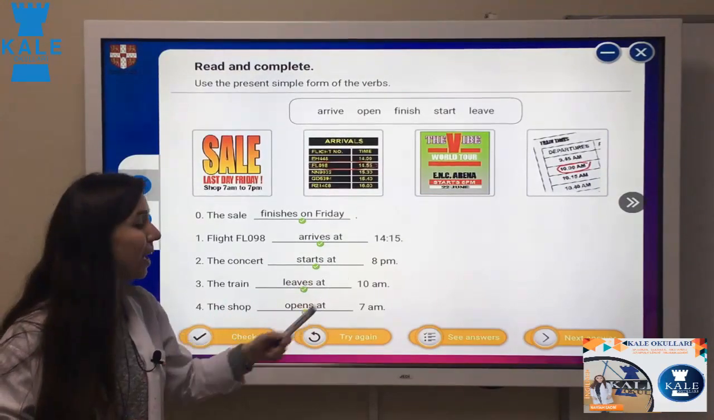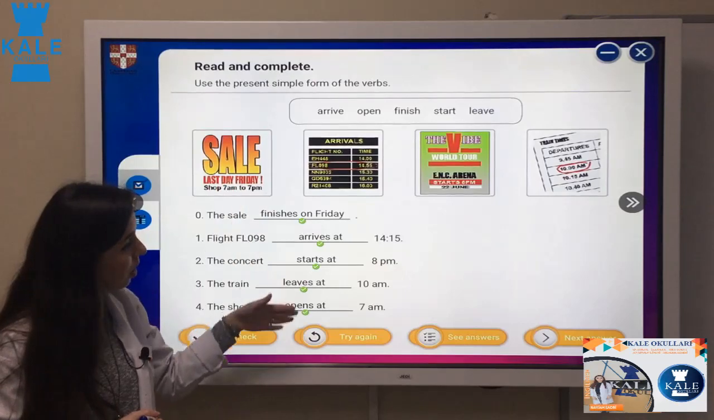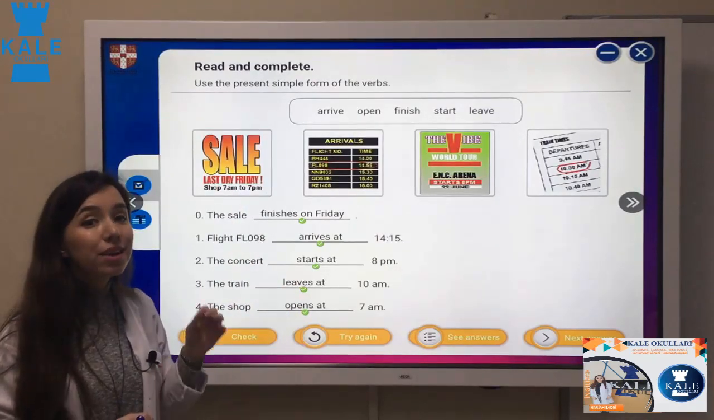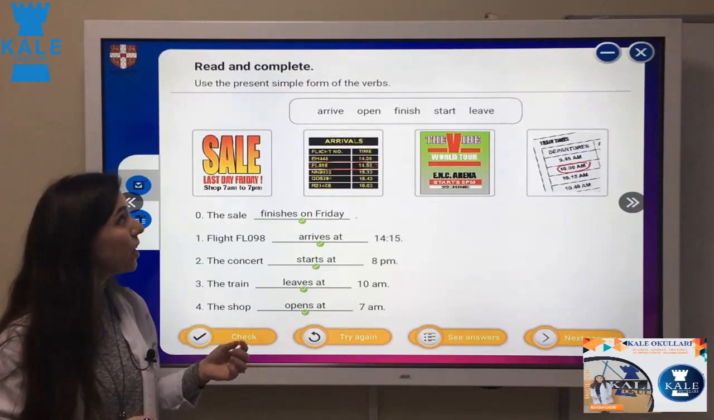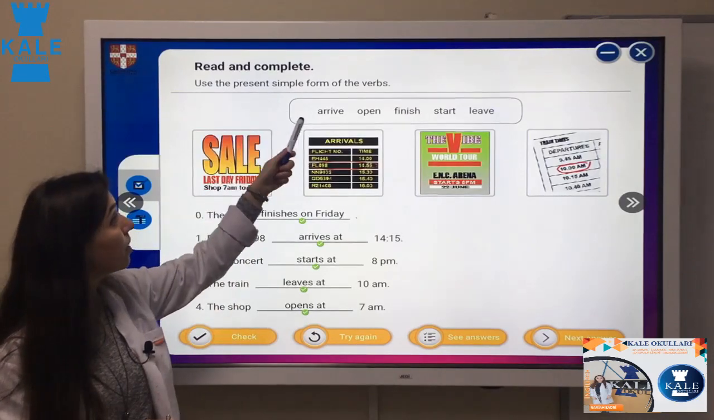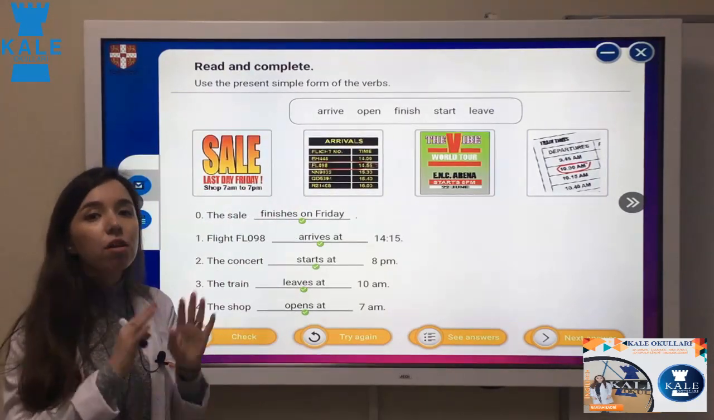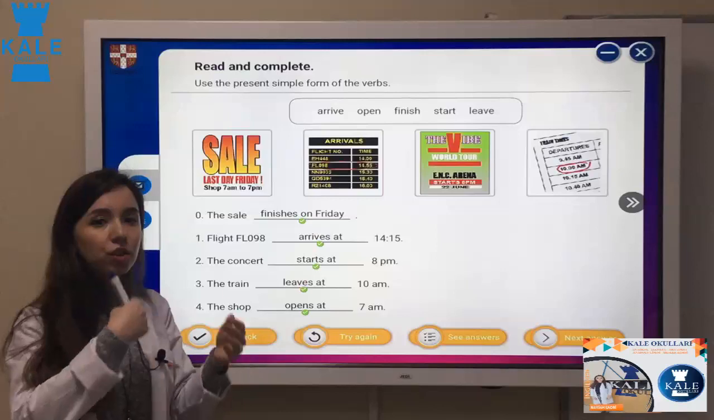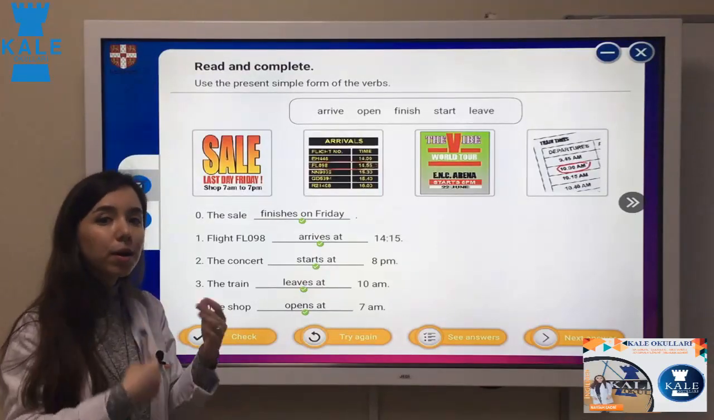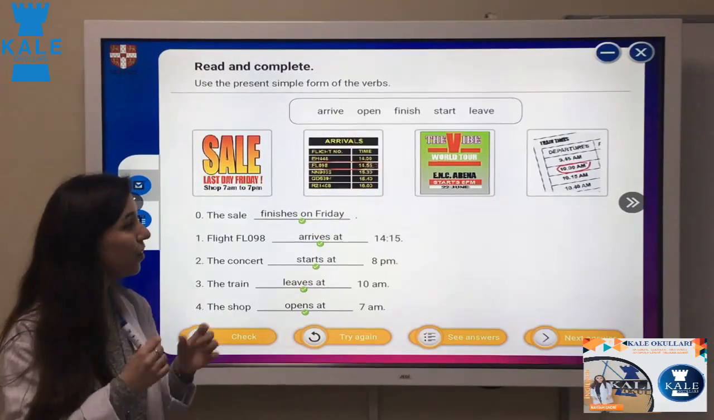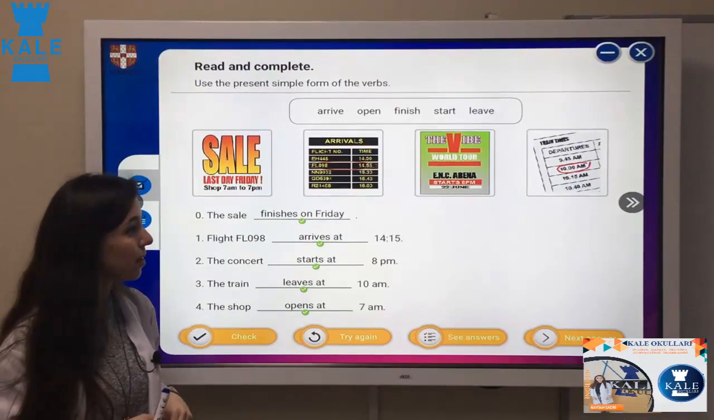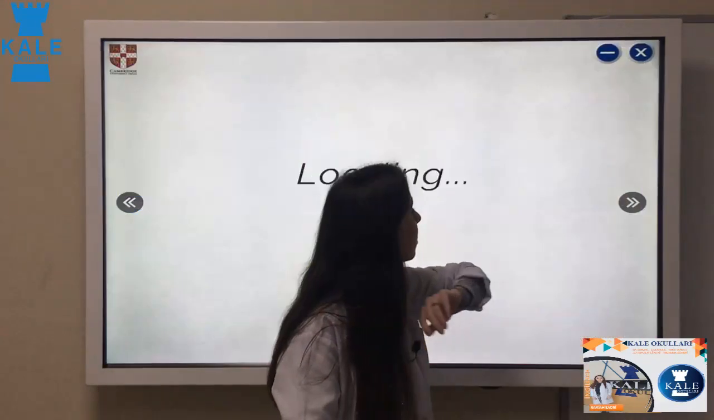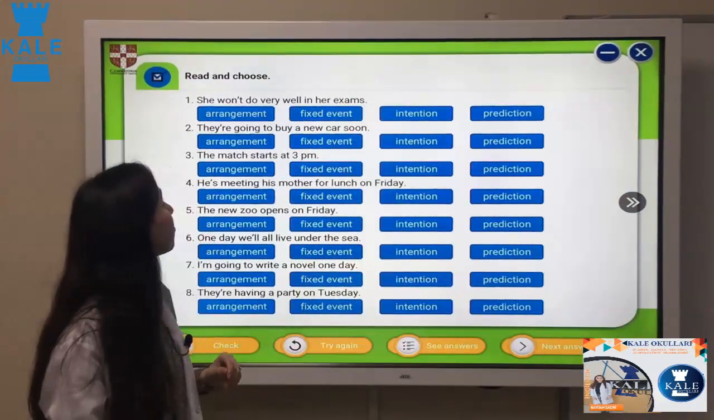The train leaves at 10 p.m. So all of them, we talk about present simple, fixed action. Yes, so you understand that these verbs are all fixed. Starts at this time, finishes at this time, departure time, arrival time, all of them are fixed actions. Because of that we use present simple. So let's check the other examples here.